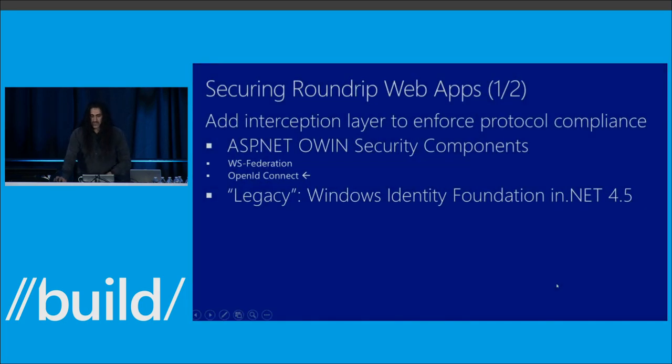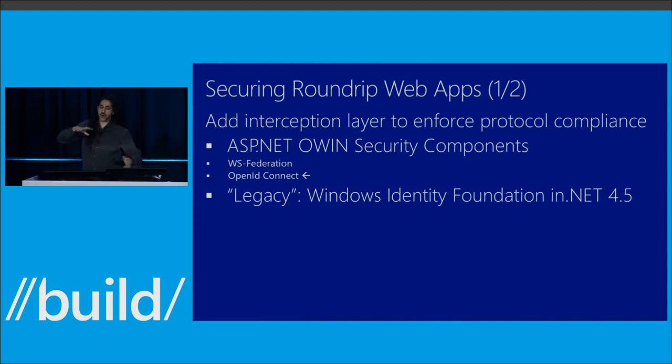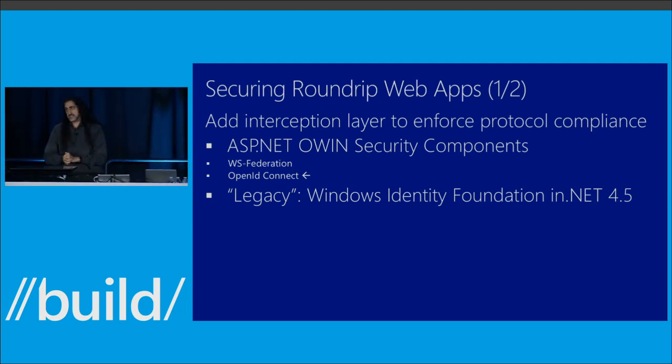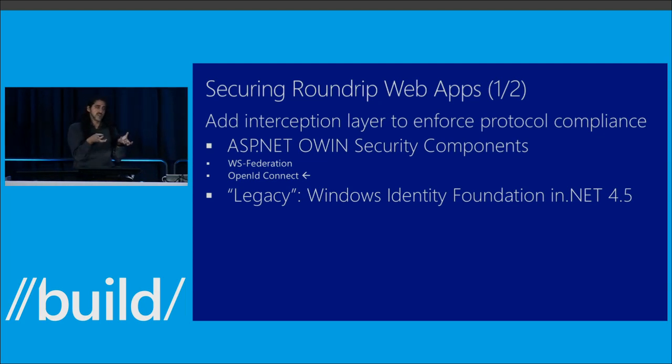Very good. So the way in which we secure that scenario is by using these OWIN security components. How many of you know what OWIN is? Many, but not all. OWIN stands for Open Web Interface for .NET. It is a specification which describes how you can write software which can process HTTP requests without really knowing where this software is going to run.